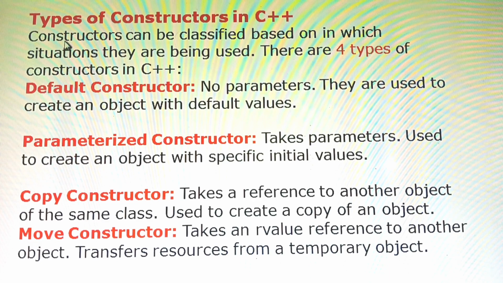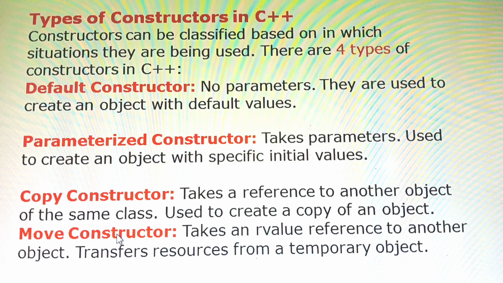Constructors can be classified based on the situation in which they are used. Default constructors have no parameters. They are used to create an object with the default values. A parameterized constructor takes parameters and is used to create an object with specific initial values. It is like function parameters, function arguments and calling values. Then a copy constructor takes a reference to another object of the same class and is used to create a copy of an object.